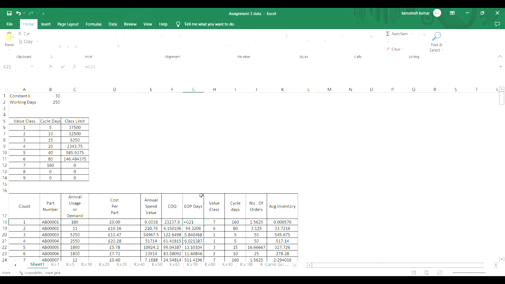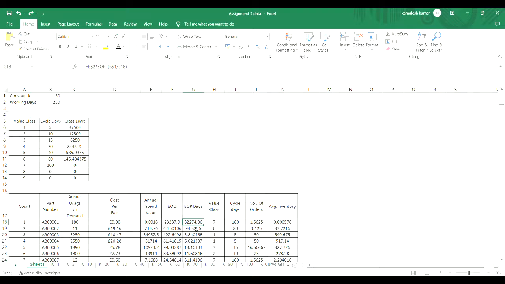This is how you will get the value of EOP, and in this case also you have to do it only for the first cell, and for all remaining cells you just drag it till the last part. Make sure that when you're dragging, the k value and working days are both constants, so you have to freeze the working days as well as the k value.